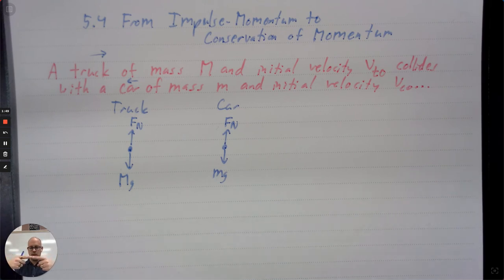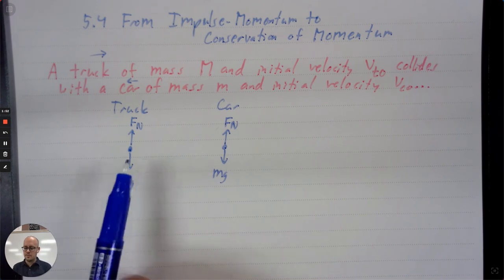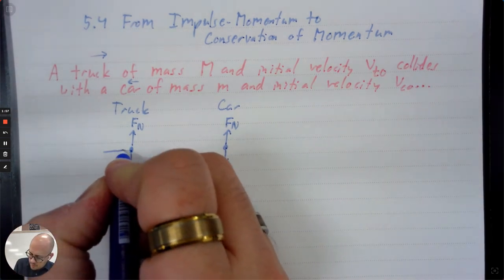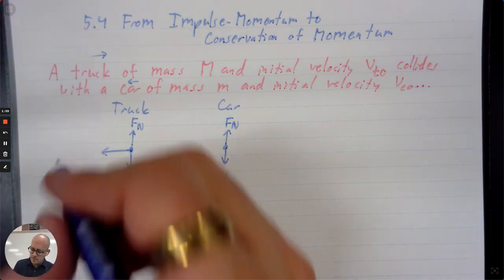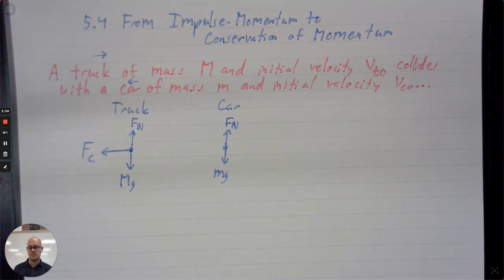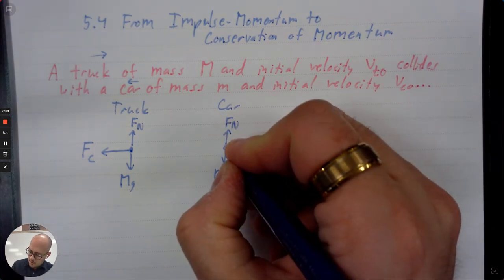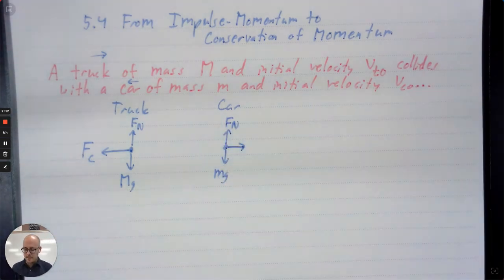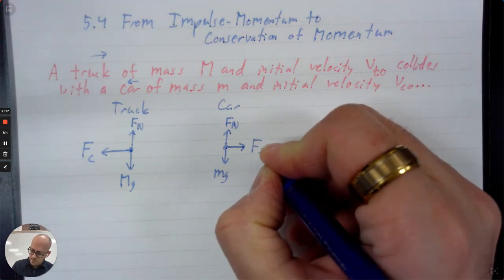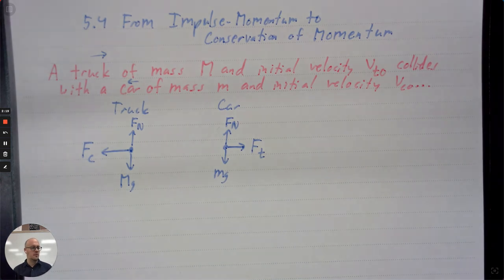And when they collide, the truck hits the car. The truck is to the left of the car. And so the truck gets pushed with a force, and that force comes from the car. So FC is the force of the car on the truck. And then the car, because the car is on the right side in our imagination, gets hit with a force that is the force due to the truck. And so those are the free body diagrams, not drawn to scale officially, of the two objects.